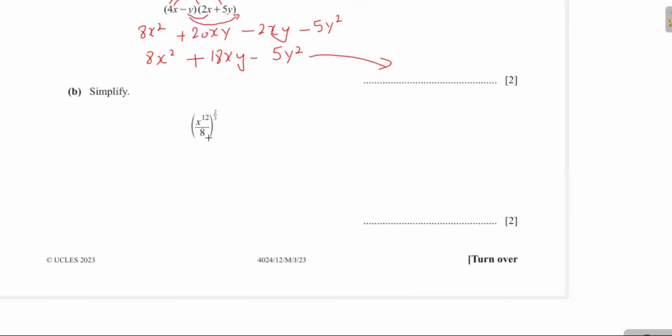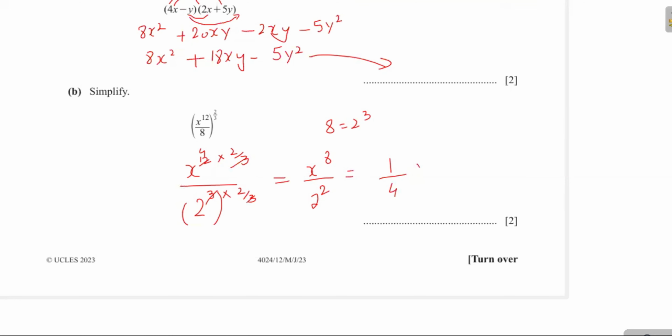x power 12 over 8 whole power is 2 over 3. We can write it as 12 multiplied by 2 over 3. And this 8 can be written as 2 power 3 multiplied by 2 over 3. Now you know that 8 is equal to 2 power 3. Therefore, we write 2 power 3 against 8. Now 3 will be cancelled, and 3 times 4 is 12. We get x power 8 over 2 power 4, 2 power 2. And that's equal to 1 over 4 x power 8, and this is the answer.